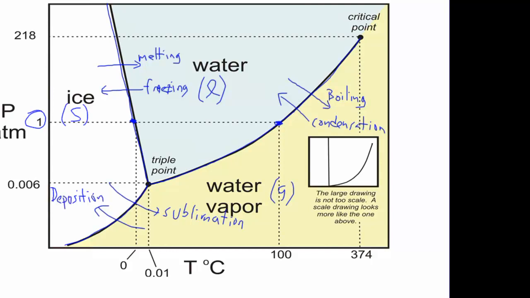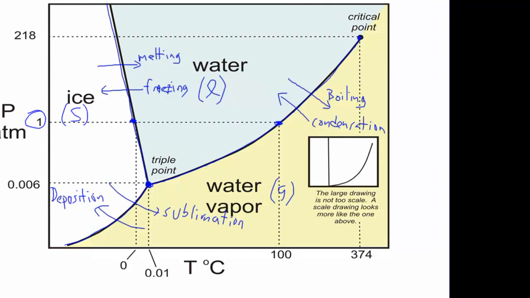You also see two unique points. This point, the triple point, is where a substance exists as a solid, liquid, and gas all at the same time, transferring between those three states. And the critical point, this is the temperature above which the substance will be a gas. Any higher temperature will always be a gas, no matter what the pressure happens to be. So for water, this is what works.